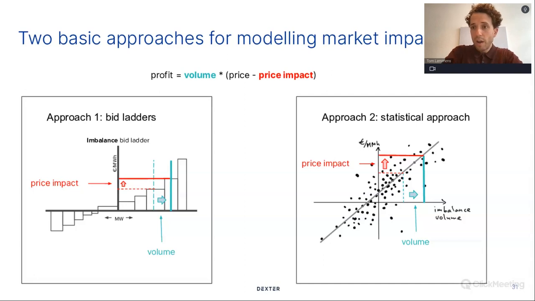Now, again, right, there is some oversimplification going on here. You assume that, for instance, in the statistical approach, there's a linear relation. This likely only works for small volumes. You ignore the day ahead price impact. Still, I would argue that you have to take this price impact into account in some way, because otherwise you're fooling yourself.